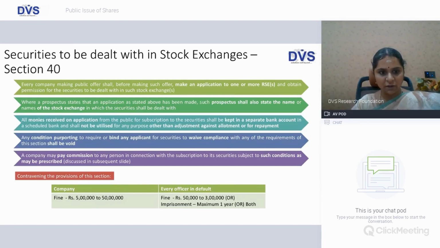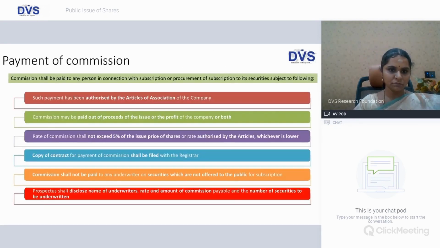The contravening provisions are: the company is liable for a fine from 5 lakhs to 50 lakhs, a huge penalty. Every officer in default shall be liable to a fine ranging from 50,000 to 3 lakhs, or imprisonment for a maximum of 1 year, or with both.